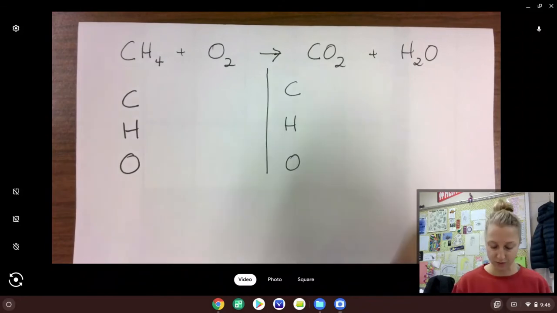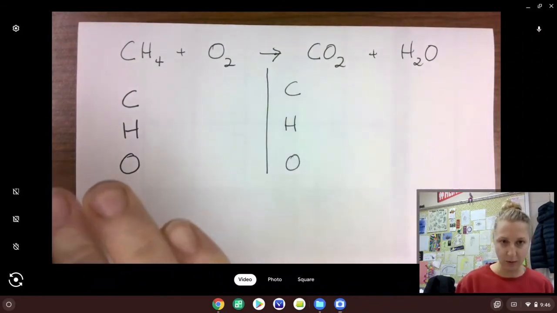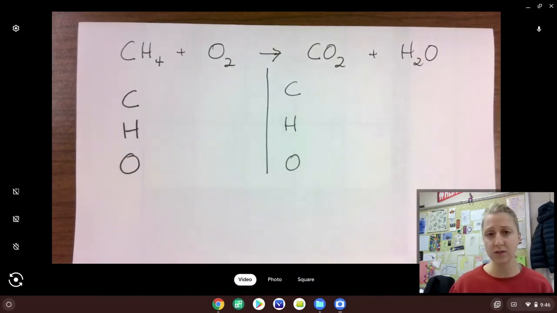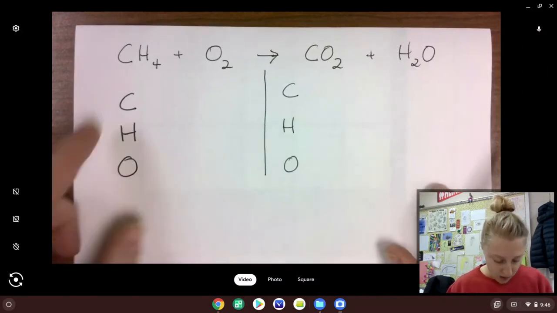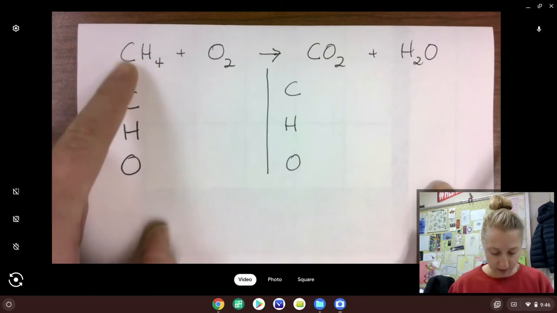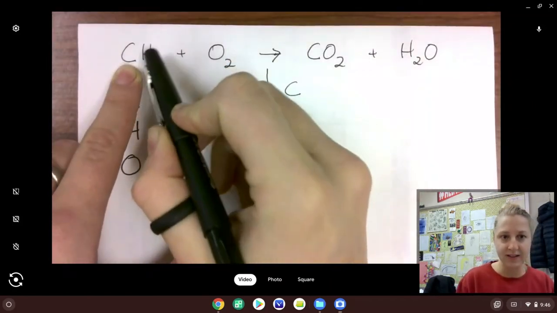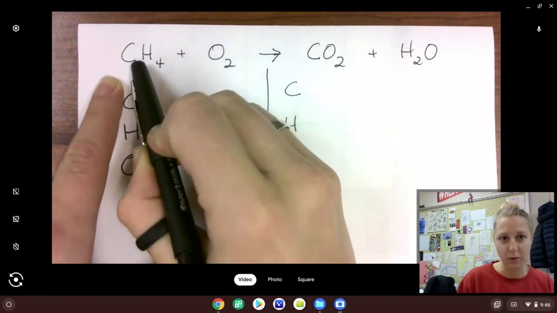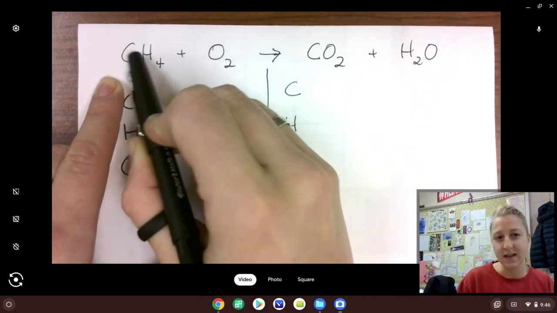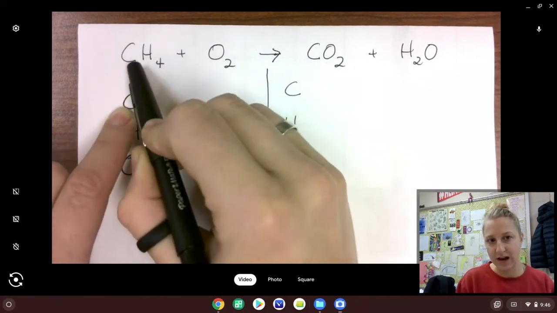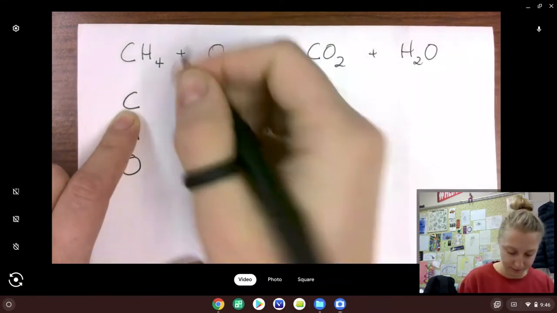All right, so we've drawn our line to separate our reactants from our products. We've listed our players. Now we need to count how many are on each side. So for the carbon, I only have one over here. Now this little 4 right here only applies to the H. If there was a little number right here by the C, then it would apply to the C. But in this case, we just have one carbon here.